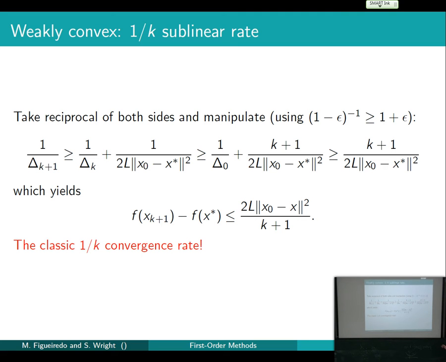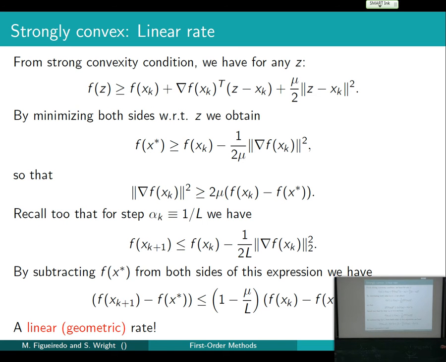Now I want to point out that even though this is a nice observation, it's still really slow. 1 over k is a really slow rate. In other words, if you want 10 times the amount of accuracy, you have to do 10 times as many iterations. That's pretty slow, but still it's something.